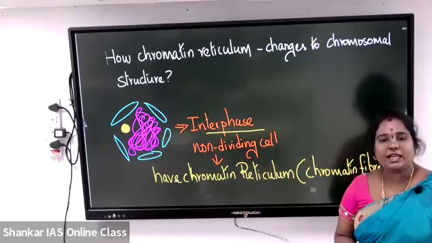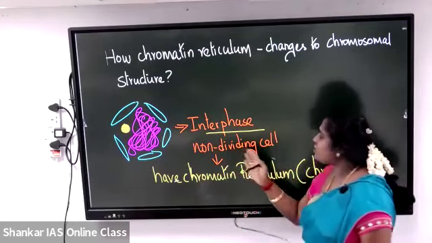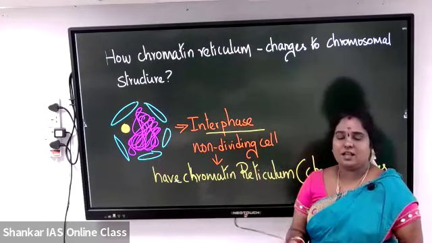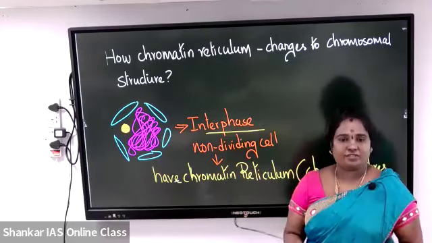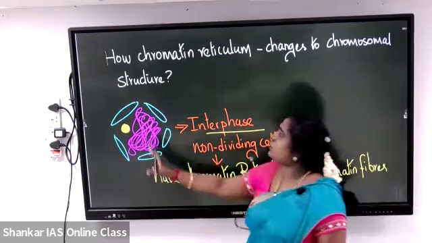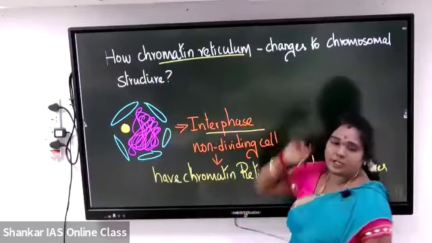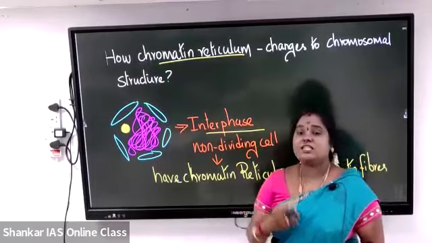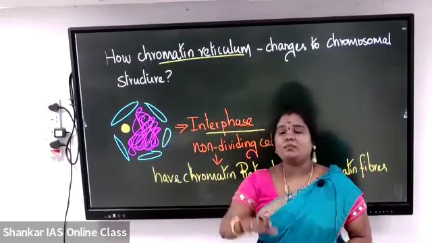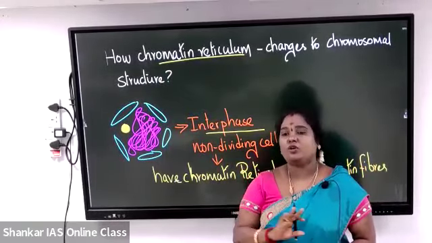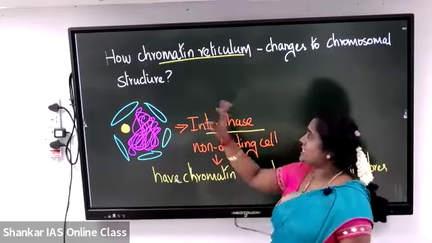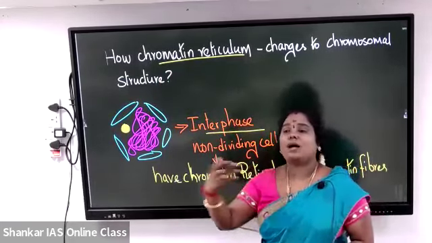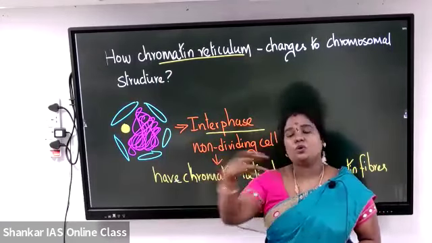Now what do you mean by interphase of the cell? Interphase is called a non-dividing cell. When a cell is not in the stage of dividing, the nucleus will show the presence of chromatin reticulum. When the cell is preparing for cell division, if the cell is going to get divided, at that time the nucleus will show a structure of chromosomes. So that was the questionnaire which has been asked here: how a chromatin reticulum changes to chromosome.